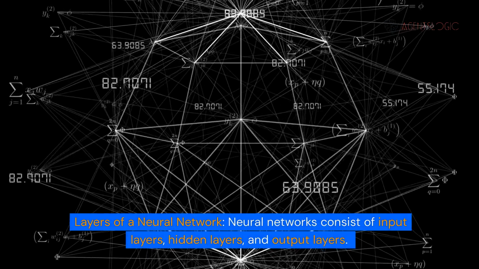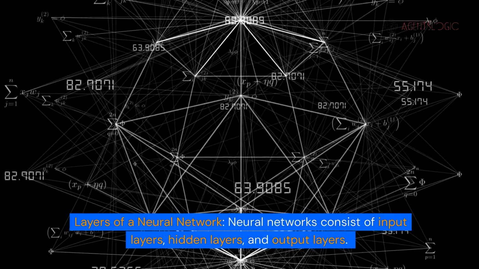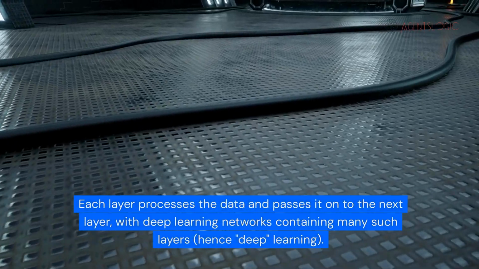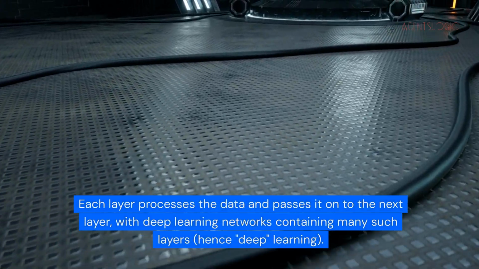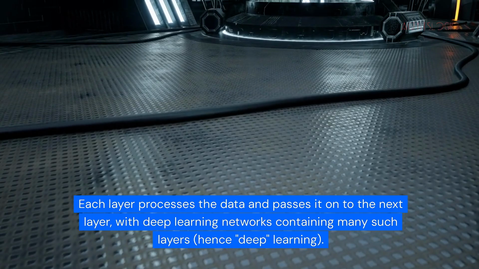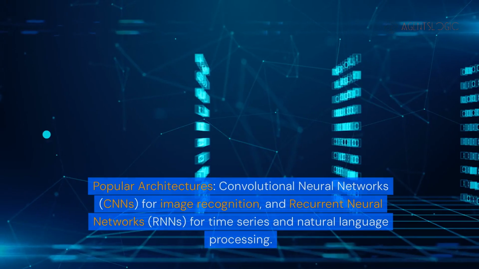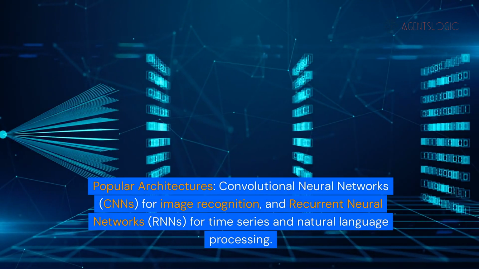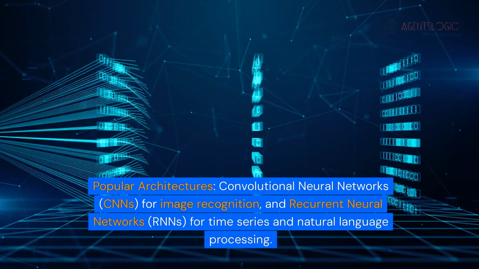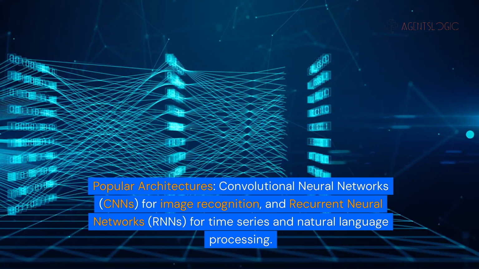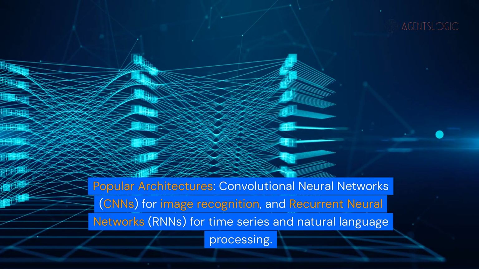Layers of a neural network. Neural networks consist of input layers, hidden layers, and output layers. Each layer processes the data and passes it on to the next layer, with deep learning networks containing many such layers, hence deep learning. Popular architectures: convolutional neural networks, CNNs, for image recognition, and recurrent neural networks, RNNs, for time series and natural language processing.